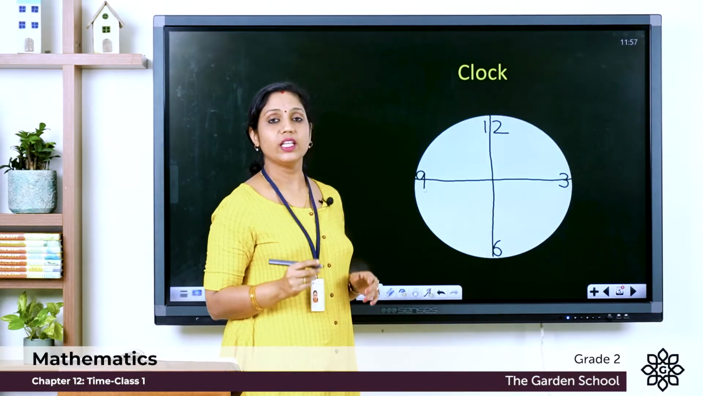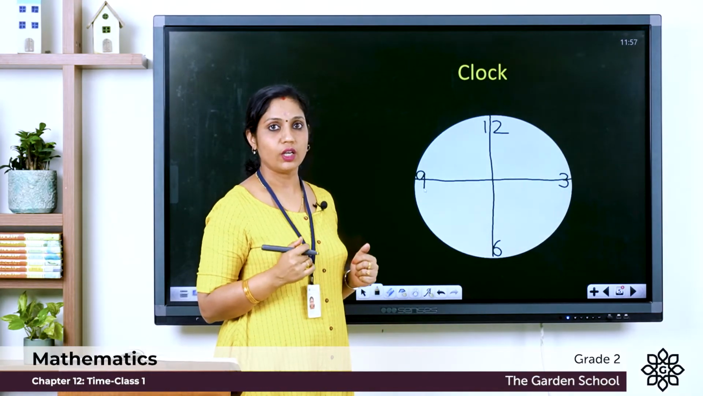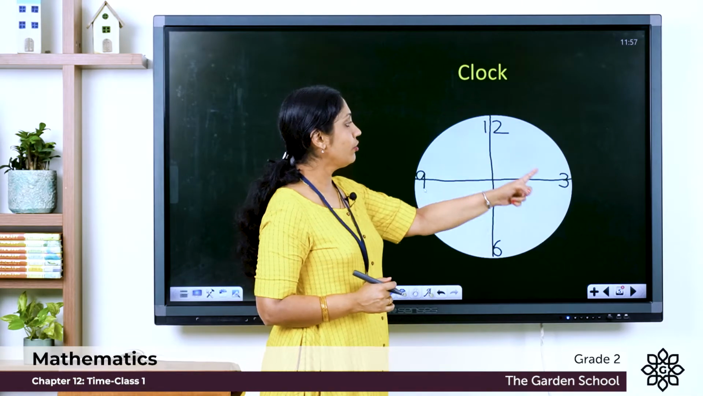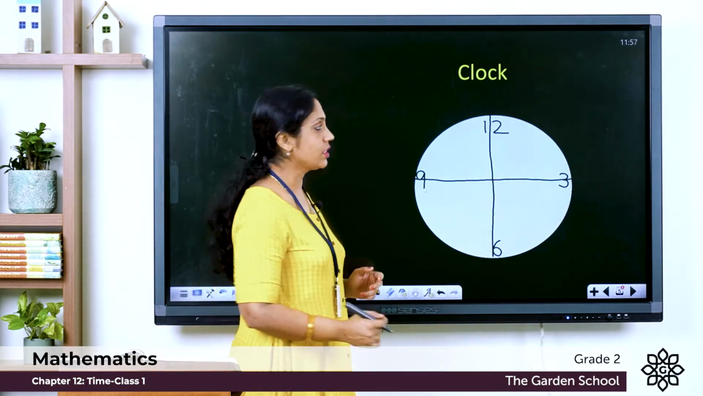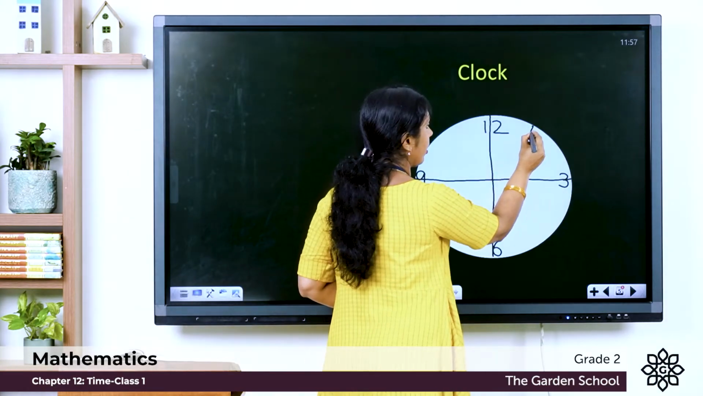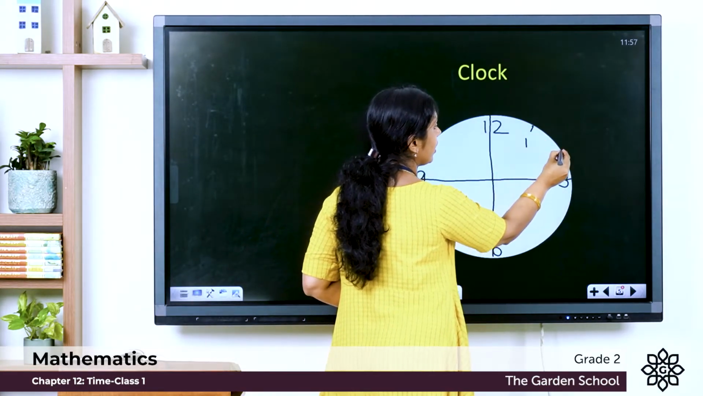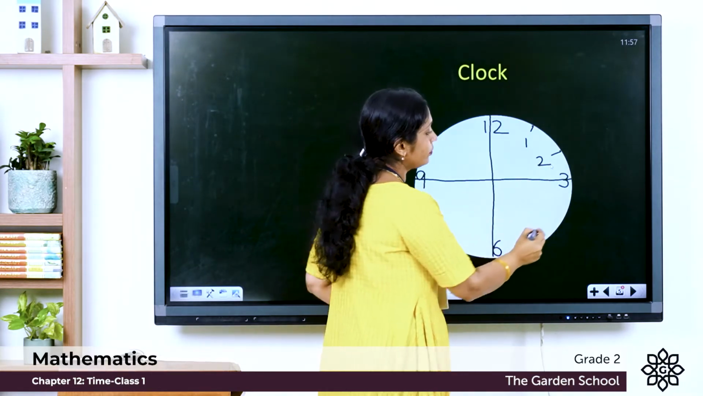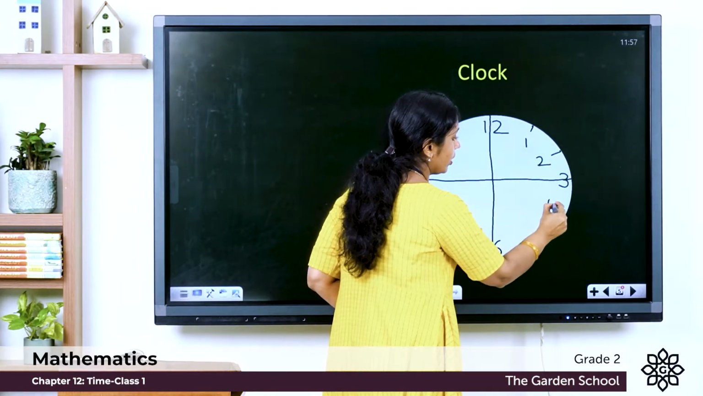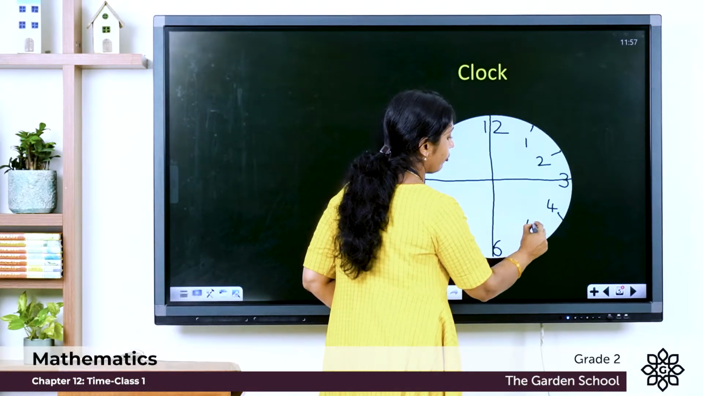Now you already know that there are 12 numbers on a clock. We have already written 12, 3, 6, 9. So let's complete the clock by writing the other numbers. Here, the number 1 should come. Here 2, 3 we have already written. Then the number 4. Next we have the number 5.